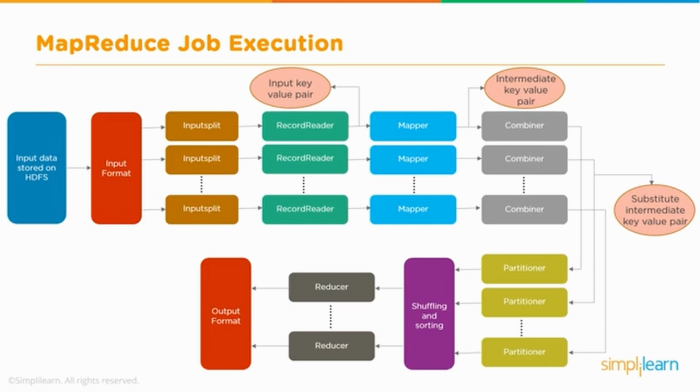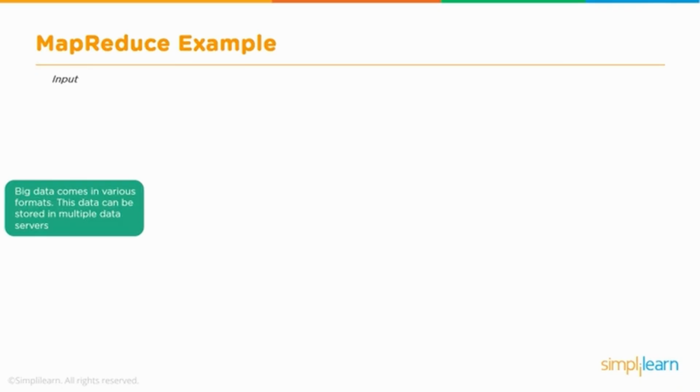So based on the output format which has been decided, the output is then stored in HDFS. Now this is how your MapReduce execution works. So big data comes in various formats, and data can be stored in different servers. So we know about this.